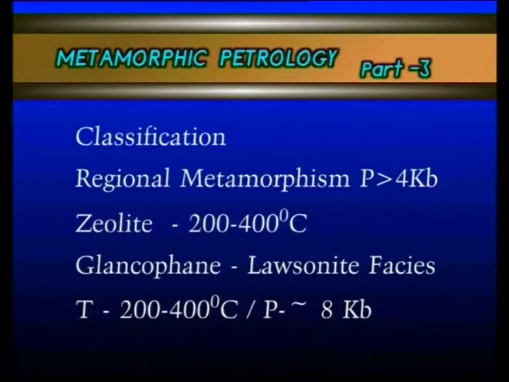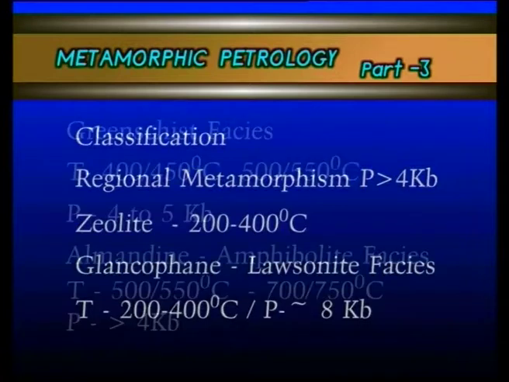As per this classification, the first is regional metamorphism, where pressure is more than 4 kilobar. We can observe the following facies, namely zeolite facies. The temperature varies from 200 to 400 degrees centigrade, pressure normally 4 to 5 kilobar. After that, glaucophane lawsonite facies. In this case also, temperature is nearly 200 to 400 degrees centigrade and pressure normally nearly 8 kilobar.